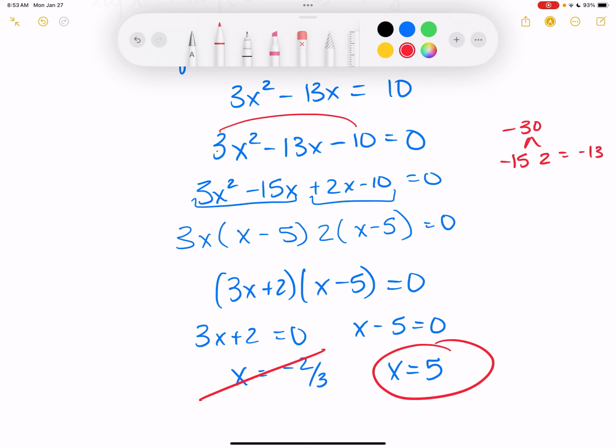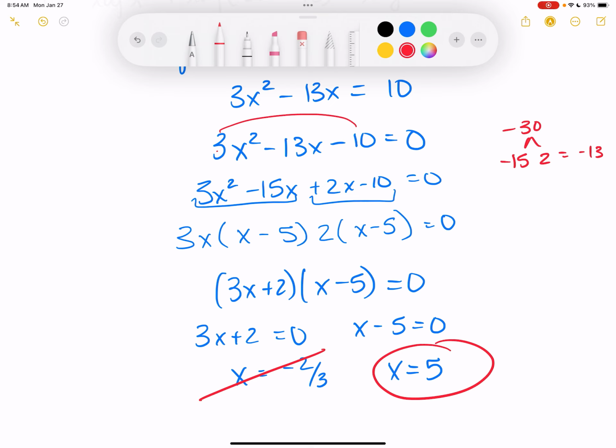Now, if on a quiz or a test, you left x equals negative 2/3, you forgot to check it, that's probably like 1 point off. Nothing super crazy. But obviously, every point that you can get is good, so try to remember to go back and check it. Any questions on that?